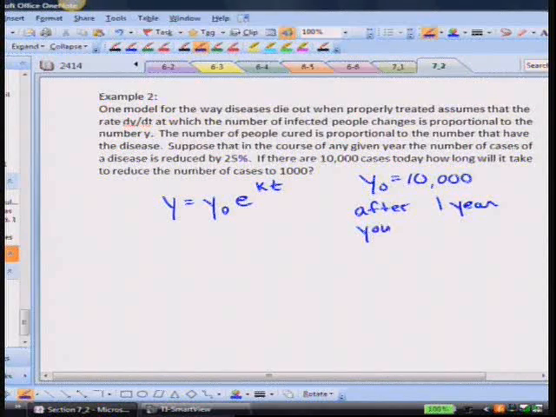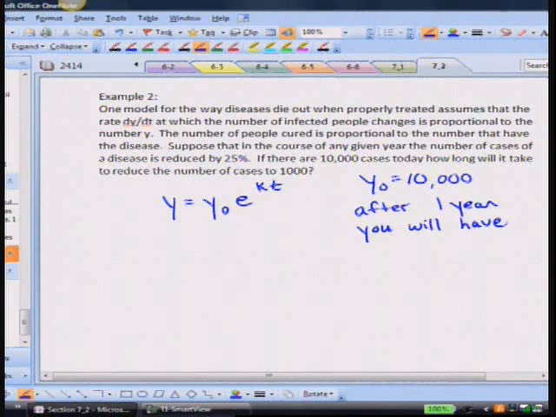You will have 7,500. Yes, 25% less, which is 7,500. Because you have 75% still have it, 25% don't. So 75% of 10,000 is, however you want to do it, 7,500 cases, because it was reduced by 25%.